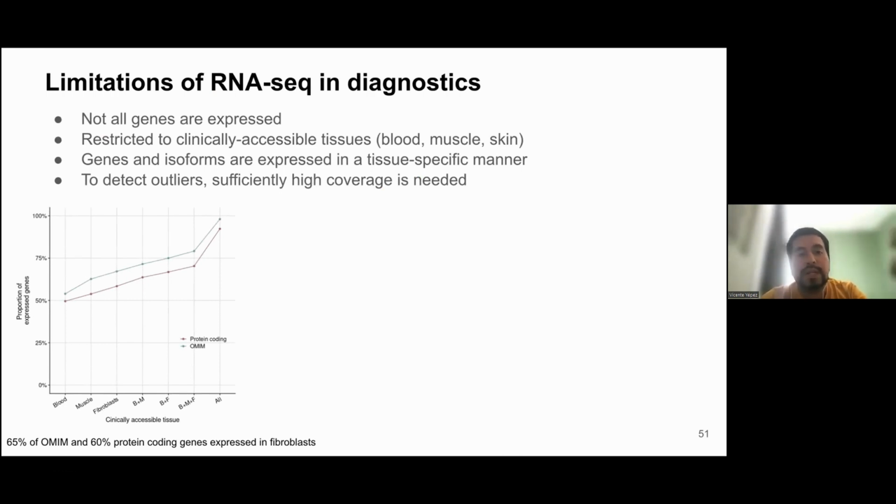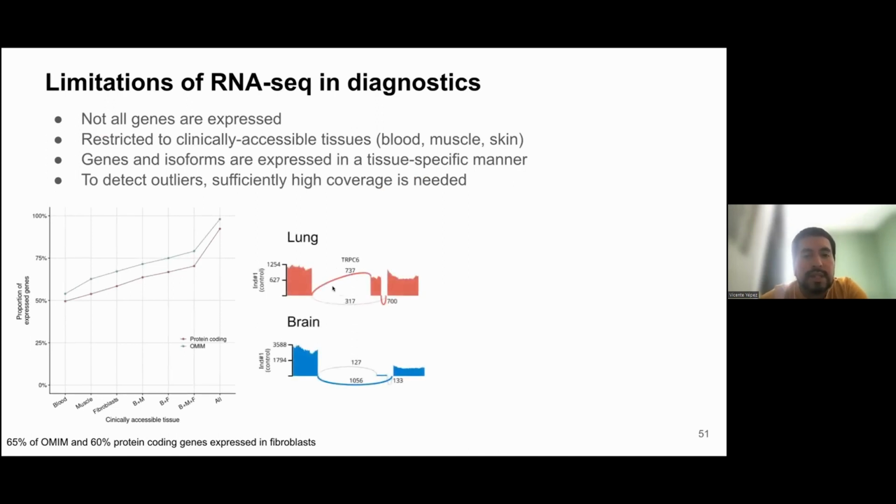Moreover, we are usually restricted to clinically accessible tissues, which are blood, muscle, and skin. It's basically impossible to test the brain, which would probably be the most interesting one for neurological disorders, or liver, heart, and so on. We are simply restricted to those three. Now, even if the gene is expressed, the second problem is that isoforms are expressed in a tissue-specific manner. For example, for this gene, TRPC6, we see that these 3 exons are expressed in the lung, but that's not the case in the brain.